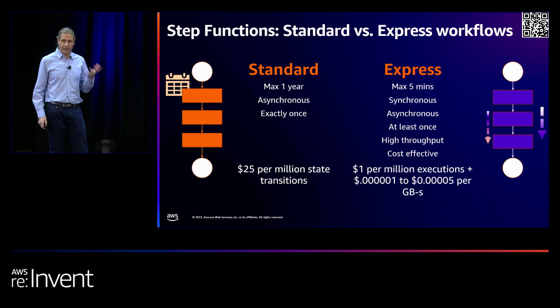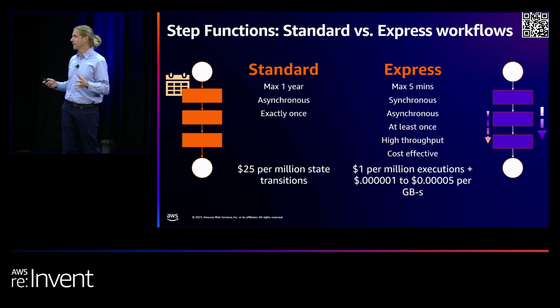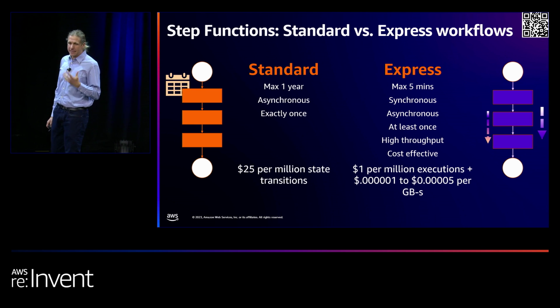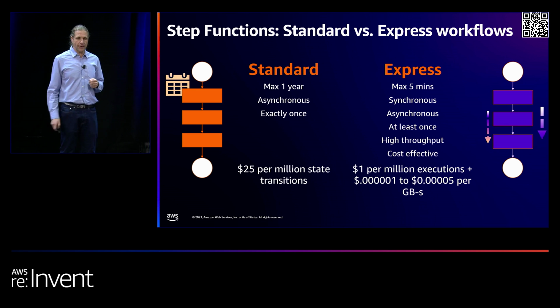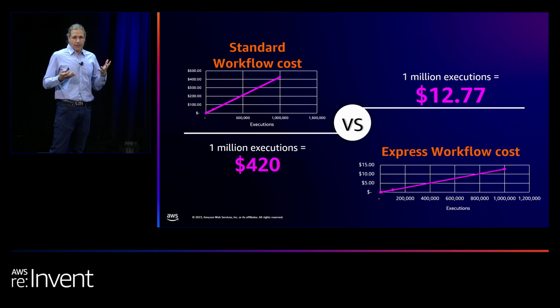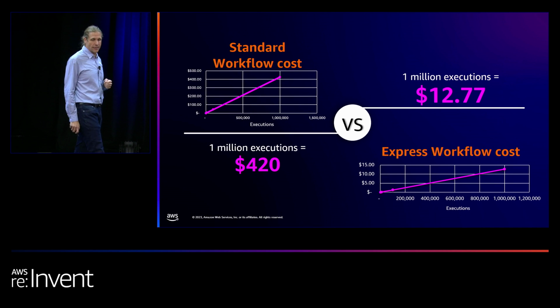If you didn't know, there are actually two types of Step Functions workflows. Standard workflows, which run for up to a year and are asynchronous, and Express workflows on the right. They're fast and furious, and they're built for high throughput. And they can run for a max of 5 minutes and can also be synchronous. Standard workflows and Express workflows have different pricing models. And the cool thing is with the different cost structures, Express workflows can also be significantly cheaper.